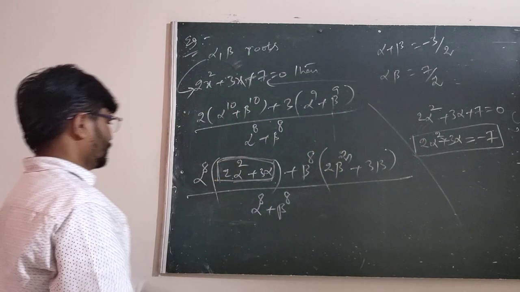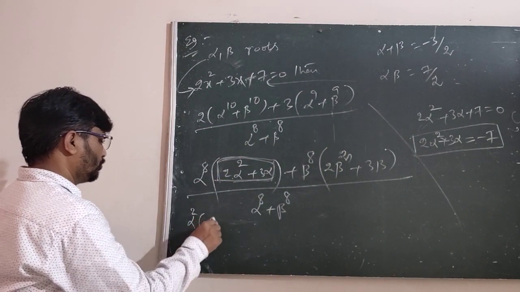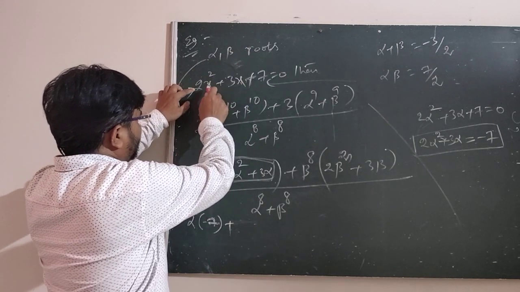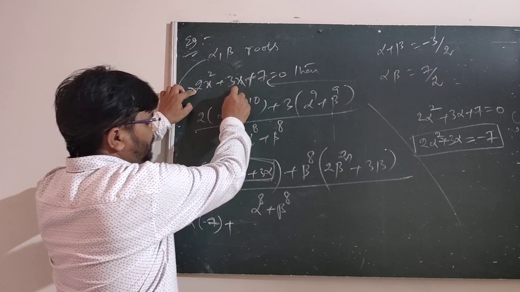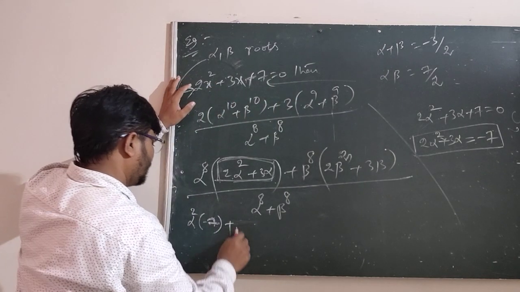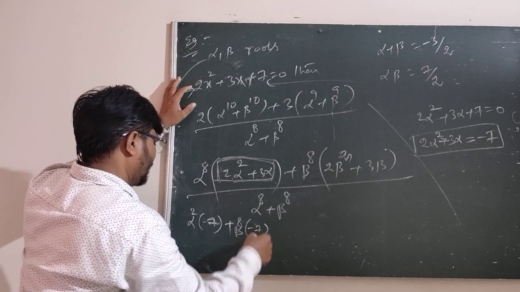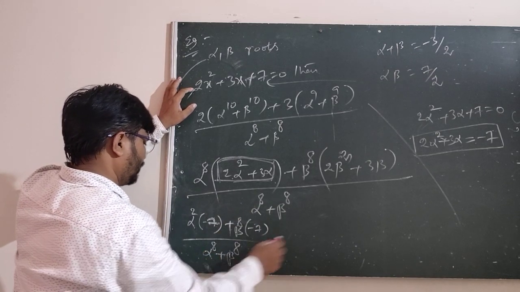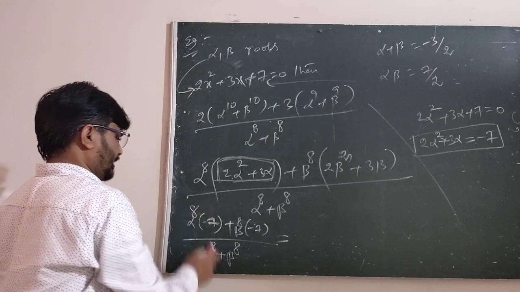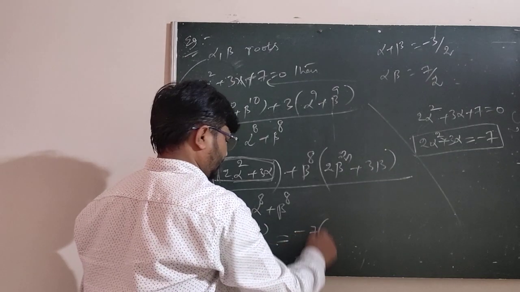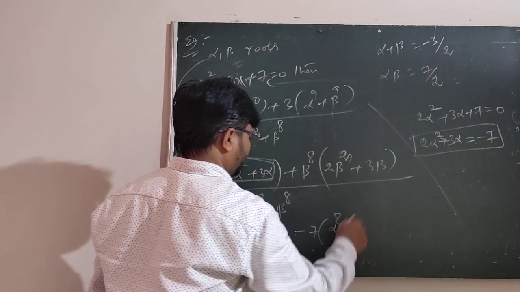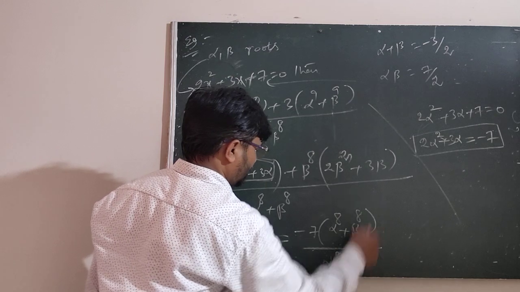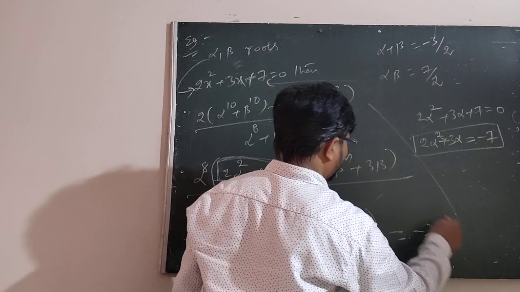Now here, alpha power 8 into minus 7, plus similarly we can put x equal to beta, 2 beta square plus 3 beta, that is sending to the other side, beta power 8 into minus 7 whole by alpha power 8 plus beta power 8. Then it can be written as minus 7 is the common factor, alpha power 8 beta power 8 whole by alpha power 8 beta power 8. Now these are cancelled and we got minus 7.